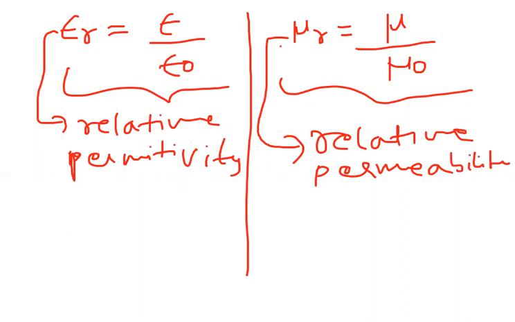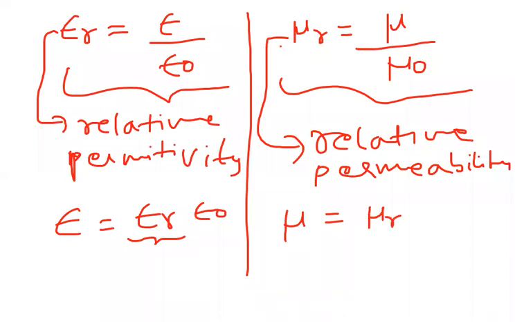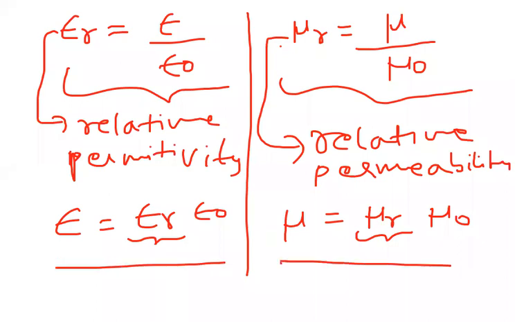Instead of giving the epsilon value directly, as a shortcut they give epsilon r. If you know epsilon r, multiply it with epsilon naught and you will get epsilon. Similarly they give the mu r values in shortcut. If you multiply with mu naught, you will get the medium permeability or medium permittivity. Like that, they are using the terms epsilon r and mu r.